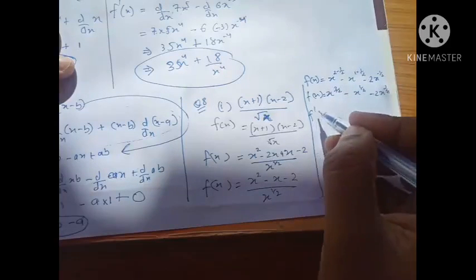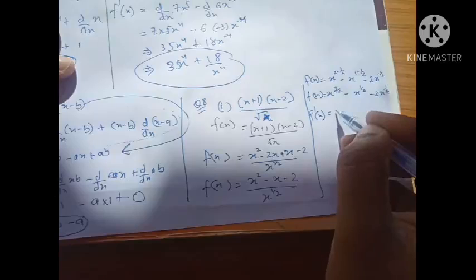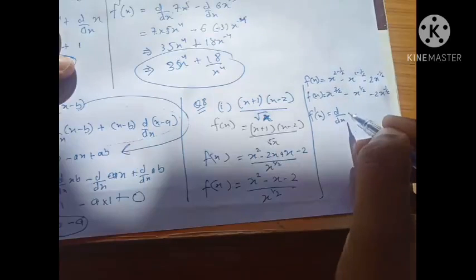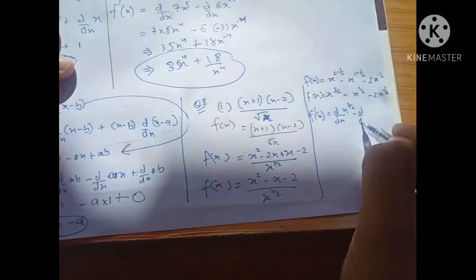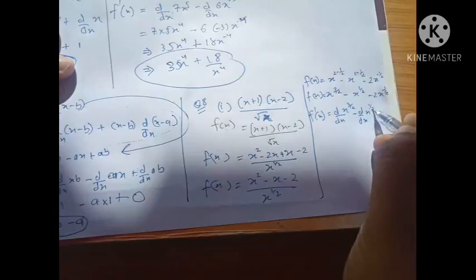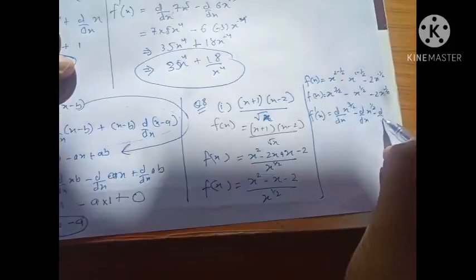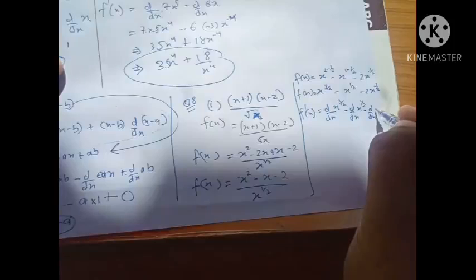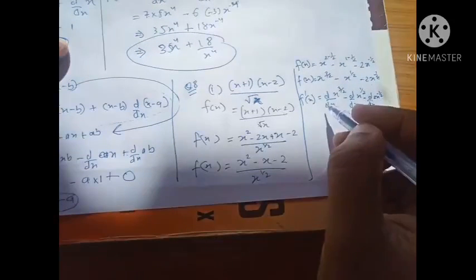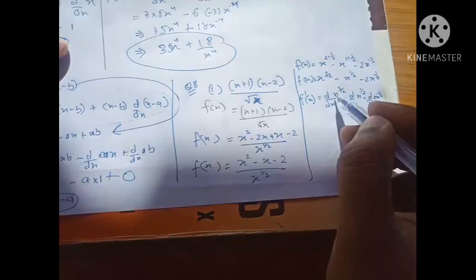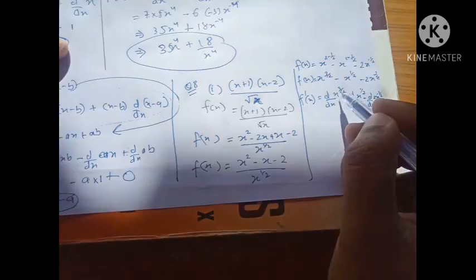So when I find the derivative f'(x), I give the derivative d by dx of x to the power 3 upon 2, minus d by dx of x to the power 1 upon 2, minus d by dx of 2x to the power minus 1 upon 2. Now you guys can have a look over here. Whenever I find the derivative of x, whenever there is a power, the power comes to the front and one is subtracted.